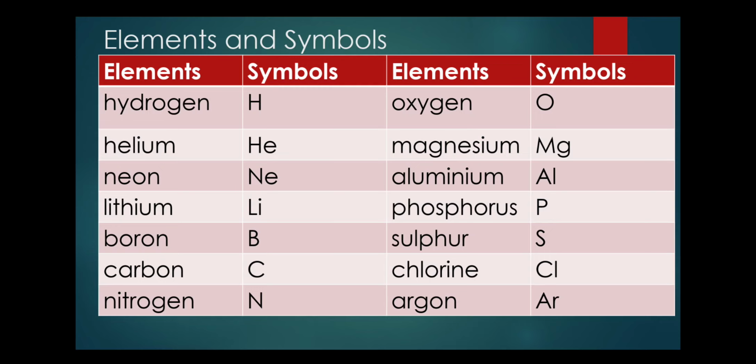Elements are represented by symbols, and capital letters are used to represent them. If 2 letters are used, then the first letter is capital and the second letter is always small. Let's go over the symbols of some of the common elements. Hydrogen, H, helium, He, neon, Ne, lithium, Li, boron, B, carbon, C, and nitrogen, N. Oxygen, O, magnesium, Mg, aluminium, Al, phosphorus, P, sulfur, S. Sulfur is spelled S-L-P-H-U-R and also S-U-L-F-U-R. Chlorine, Cl, argon, Ar. So these are the symbols of some common elements.